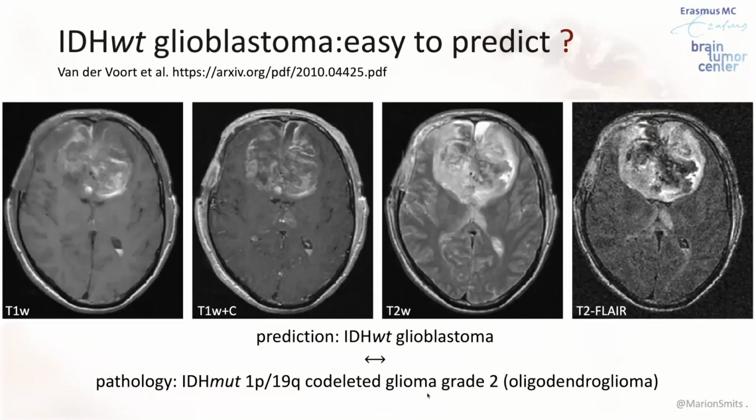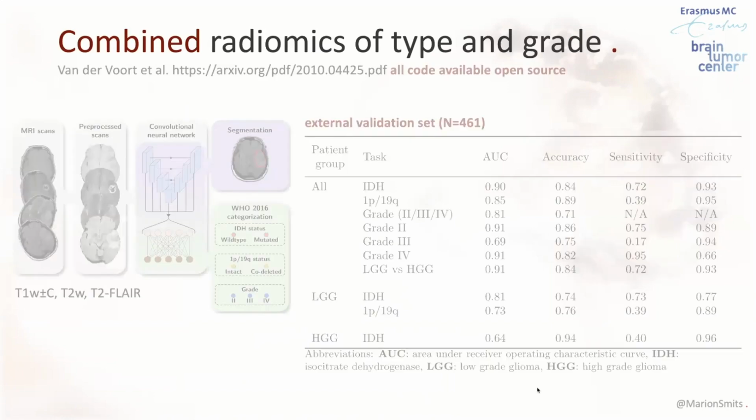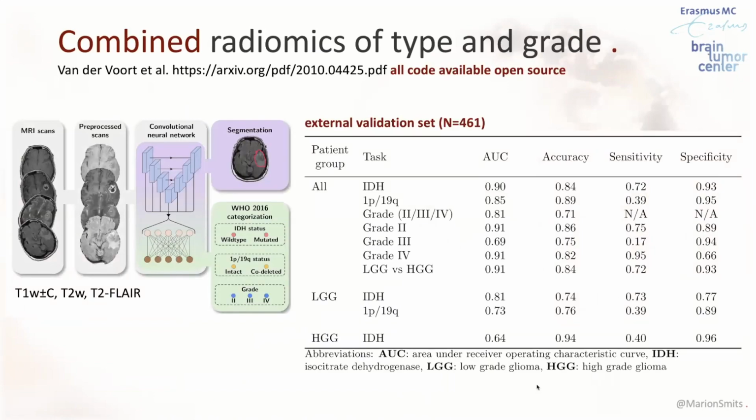I'm just going to skip this for now because I have a lot more to say. This is the most recent version of our algorithm. The code is all available open source for those of you who want to look at it. It's on arXiv at the moment and hasn't been accepted yet for publication. Here the algorithm segments the tumor as well as predicts the grade and the mutational type, and we get much better results. Again, this is in an external validation set, previously unseen by the algorithm, with different institutions, different patients, and obviously different scanners.